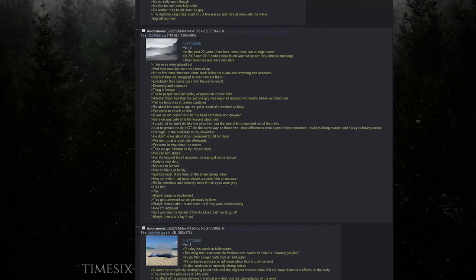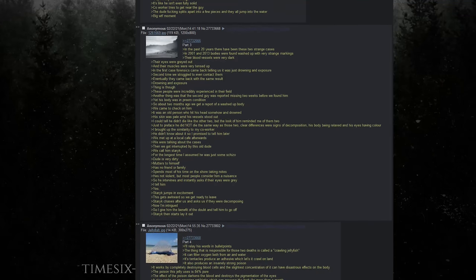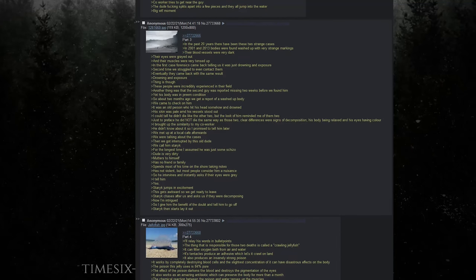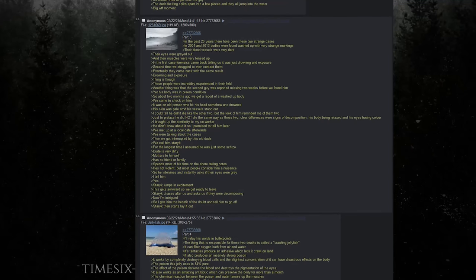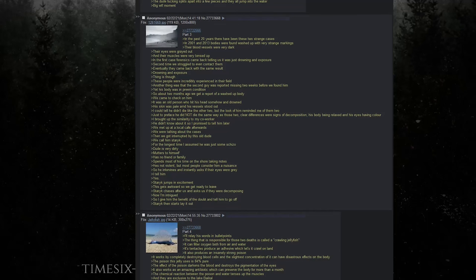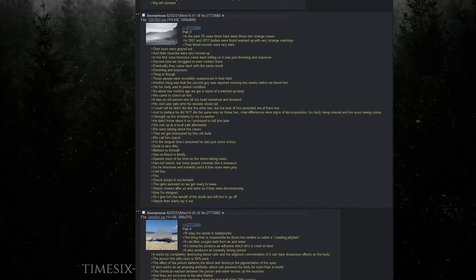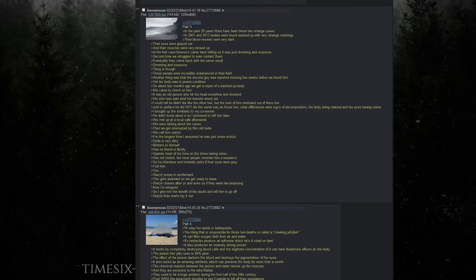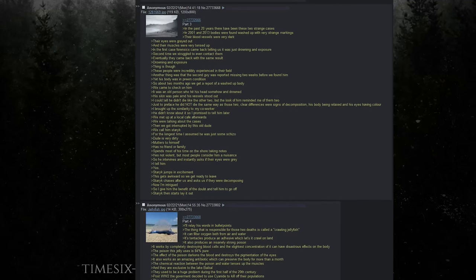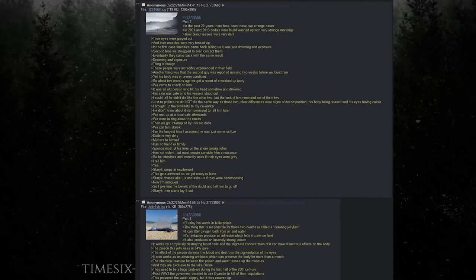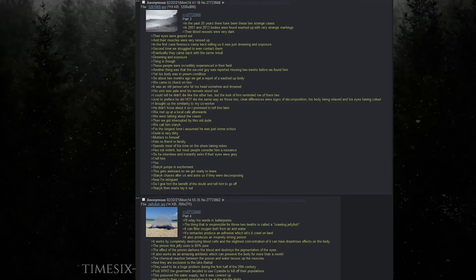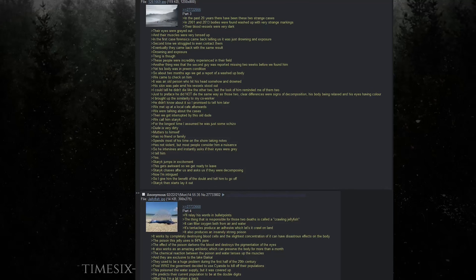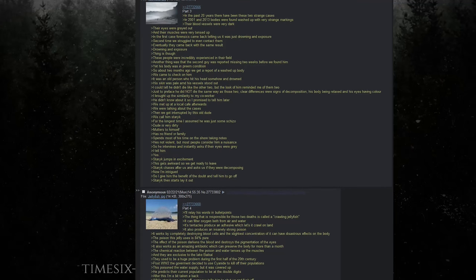So about 2 months ago, we get a report of a washed-up body. We came to check on him. It was an old person who hit his head somehow and drowned. His skin was pale, and his vessels stood out. I could tell he didn't die like the other two, but the look of him reminded me of those two. Just to preface, he did not die the same way as those two. Clear differences were signs of decomposition, his body being relaxed, and his eyes having color.